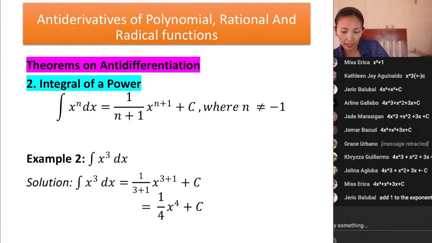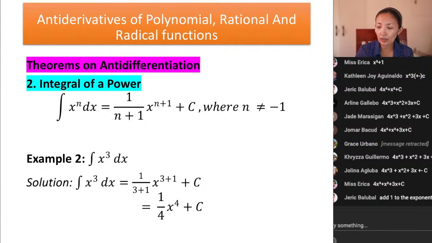Next, we proceed to the integral of a power. The integral of x raised to n dx is equal to, like what you have said earlier, add 1 to the exponent, x raised to n plus 1 divided by exponent plus 1. Or 1 over exponent plus 1 times x raised to exponent plus 1 plus the arbitrary constant c. However, you have to take note of this condition: n should not be equal to negative 1.